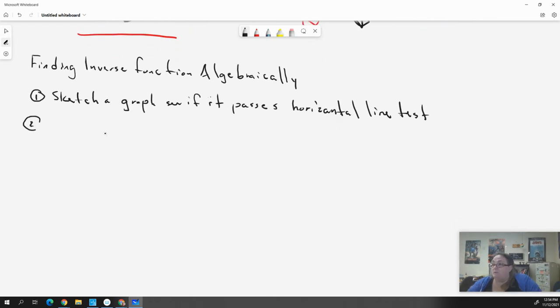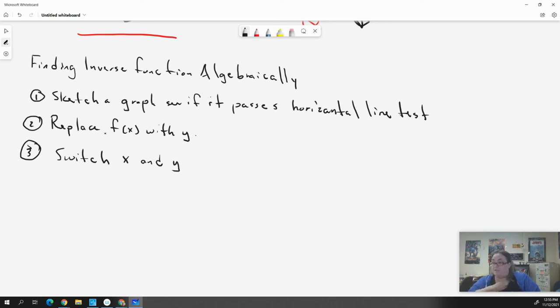Step 2, rewrite it, right? Replace f of x with y. And we'll do an example so you don't have to just mentally do this. Then you're going to switch x and y and solve for y.